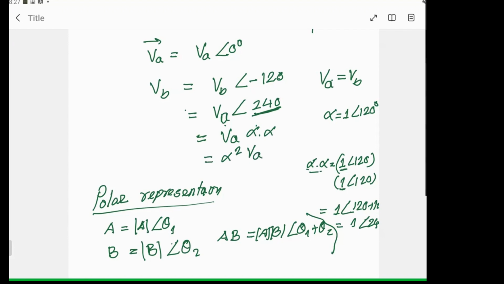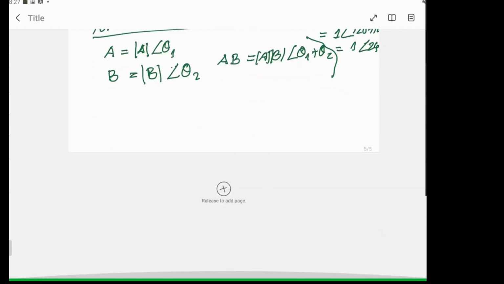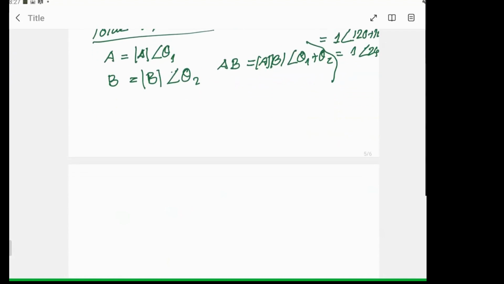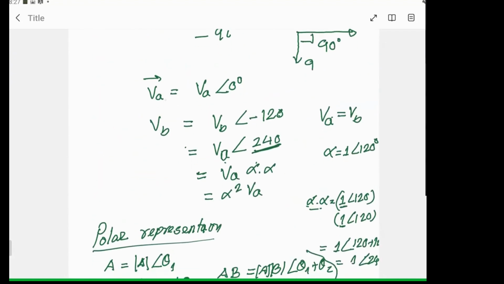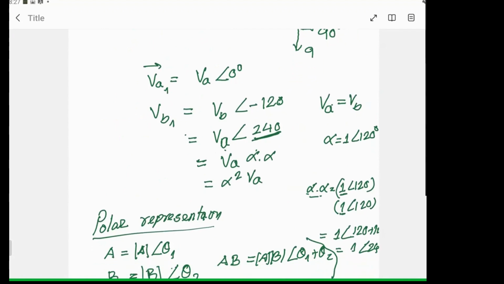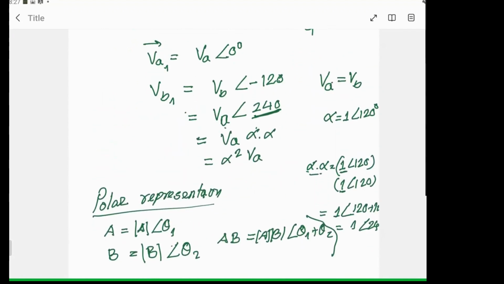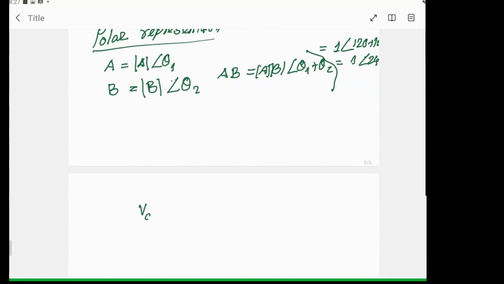VA. Similarly, can you find out VC? What would be the VC? So this one is positive sequence. We are considering positive sequence because this is minus 120 degree. So VC1, what would be the representation? VC1 would be equal to VC, making an angle of positive 120. So instead of VC, I can write down VA because VA equal to VB equal to VC.